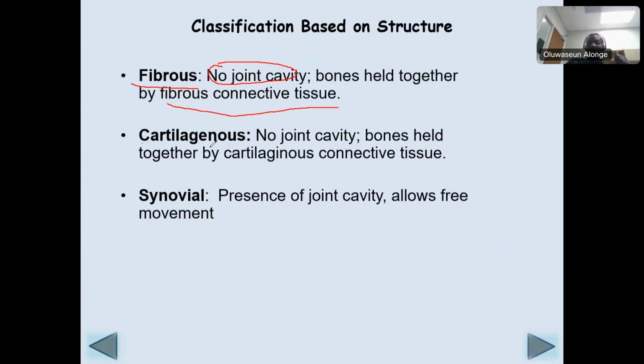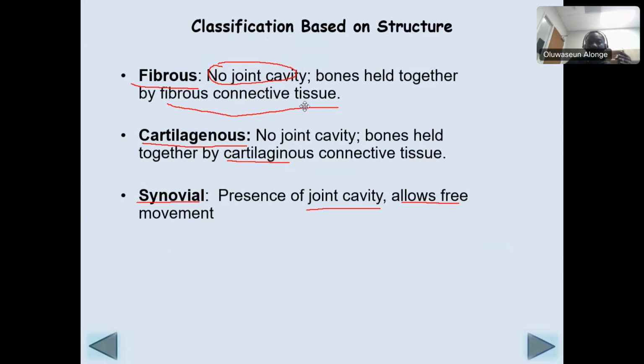The second one is the cartilaginous joint. Here as well, there's no joint cavity, so the bones are held together by cartilage. That's why it's a cartilaginous joint. Then the third one are the ones that have a joint cavity, and these allow free movement at the joint. That's what you see in areas where there's free movement, like your shoulder joint, the glenohumeral joint, the elbow joint, and the hip joint, which is the acetabulofemoral joint.